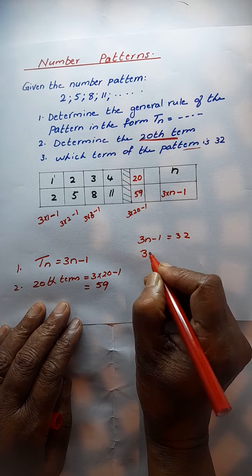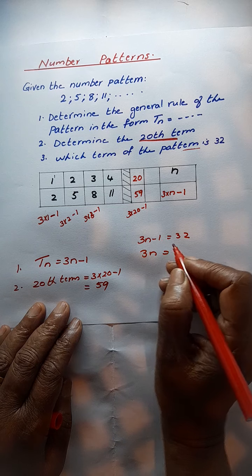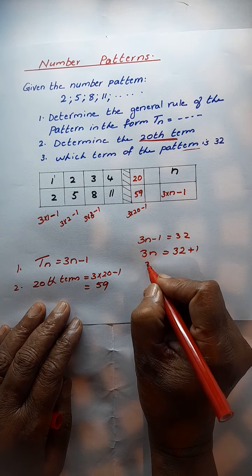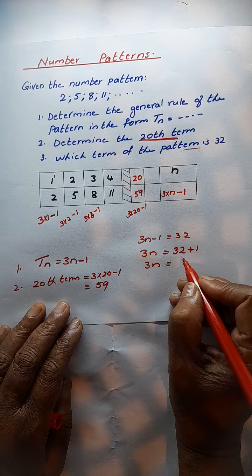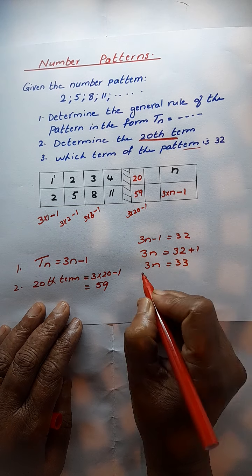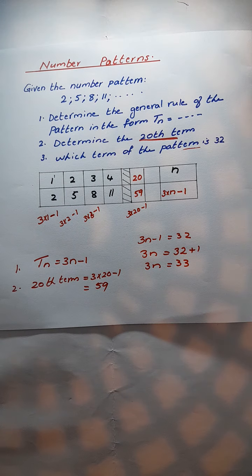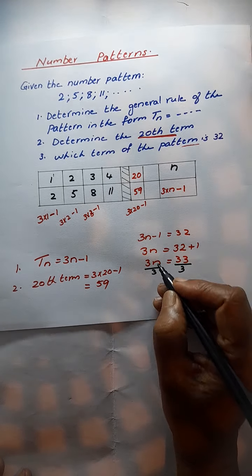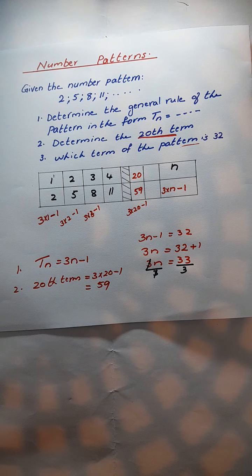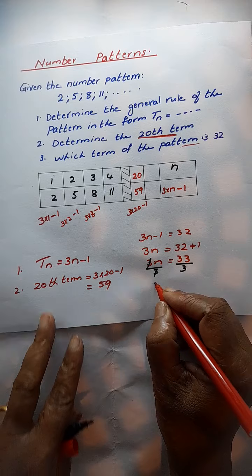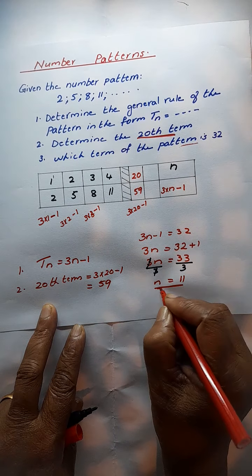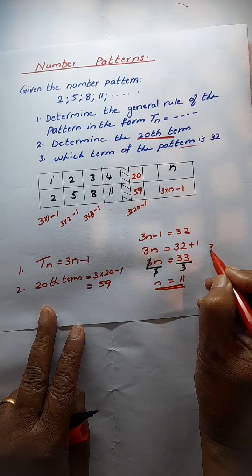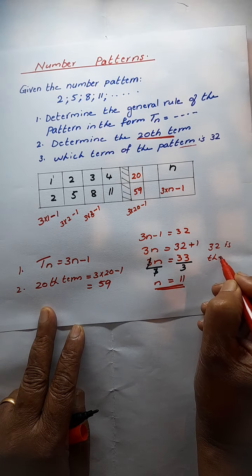So 3n is equal to, how do we get rid of that minus 1? We add 1. So we get 3n is equal to 33. Now we have to get rid of the 3, so by dividing by 3 on both sides, 3 and 3 will cancel. Then we will get n is equal to 11. So 32 is the 11th term.